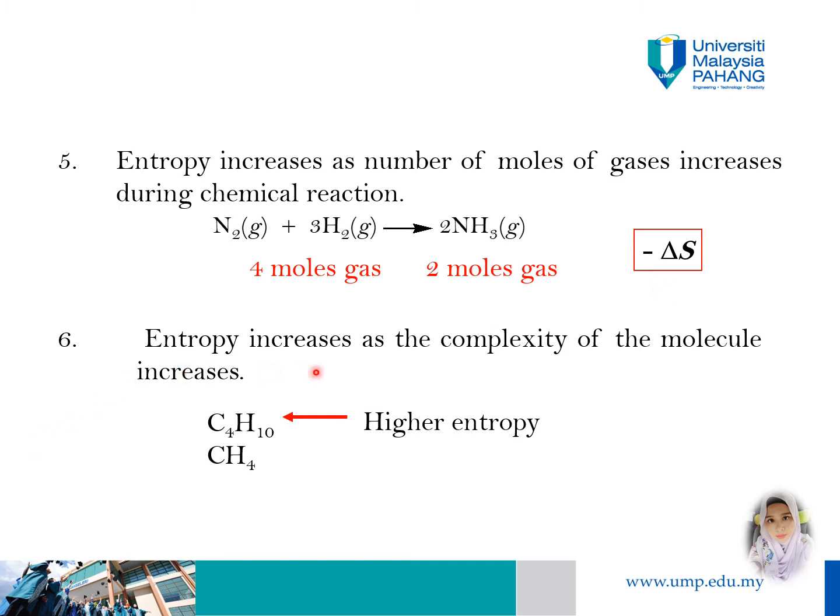Okay, entropy also increases as the complexity of the molecule increases. If we compare butane and methane, butane has a higher entropy than methane, because butane is more highly structured and complex, and has less disorder compared to methane.